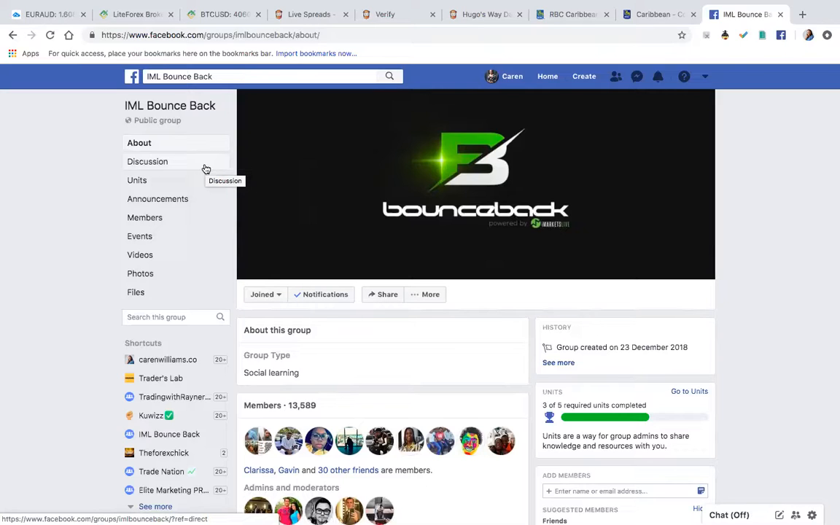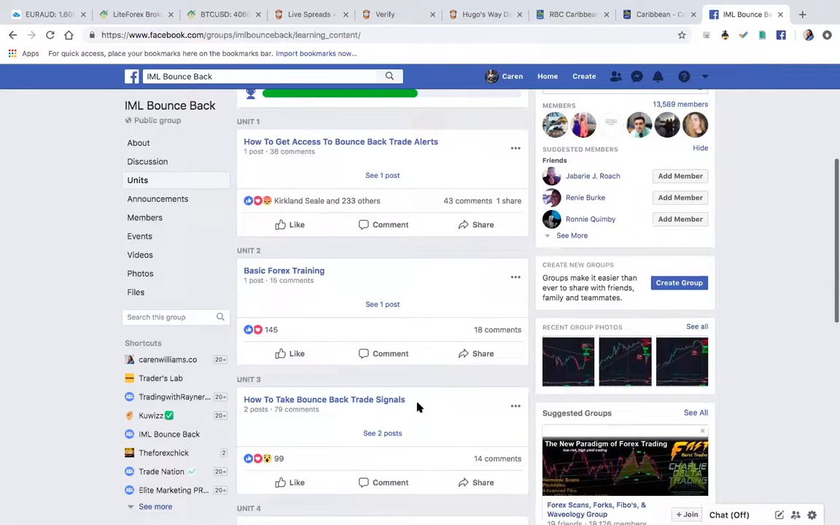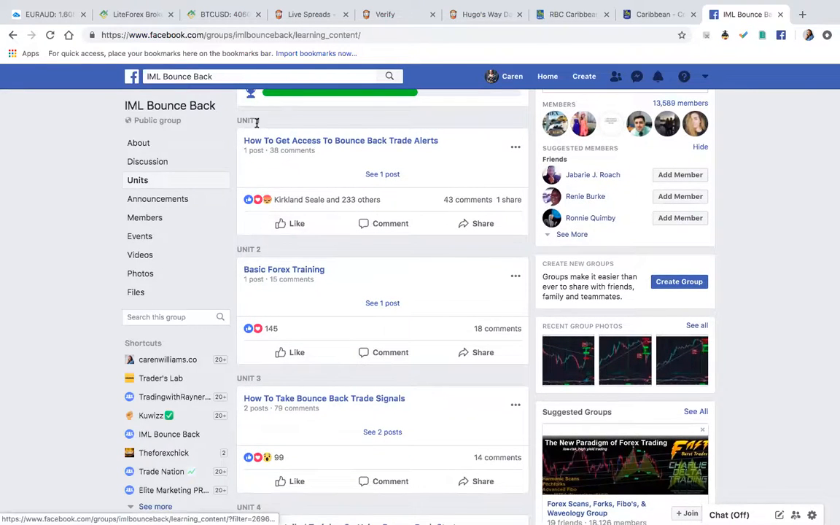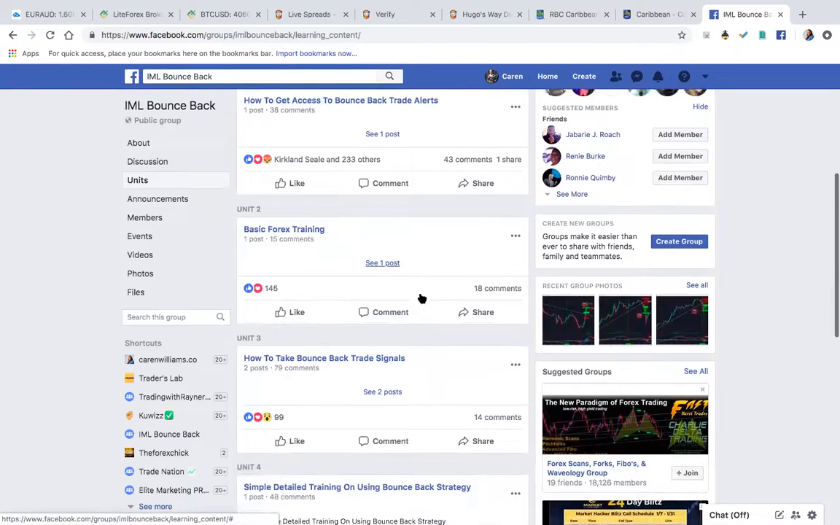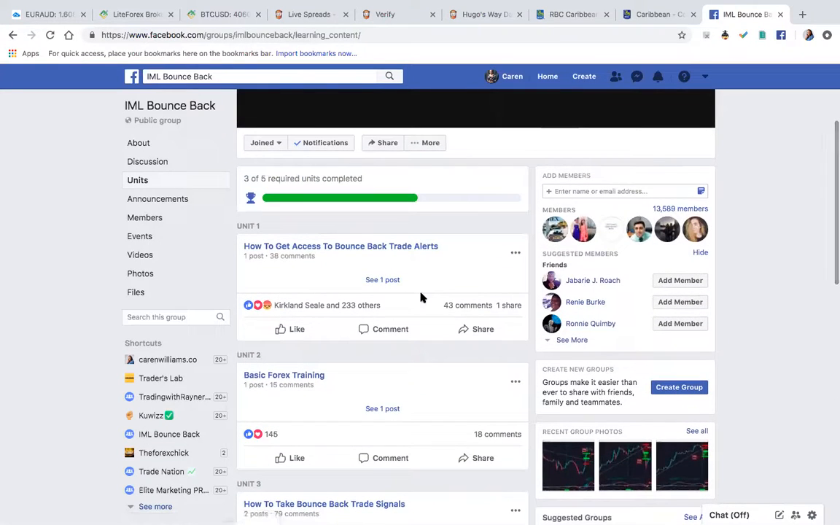So if you are not comfortable with using the bounce back strategy, guess what? You have the training here. All you need to do is go to the left-hand side. You're going to see units. I want you to make sure that you have completed all of the units. It's really good training, and it helps you to prepare yourself for the strategy. It also gives you access to Telegram. Everything is in there on the bounce back. So you really want to make this group your favorite.